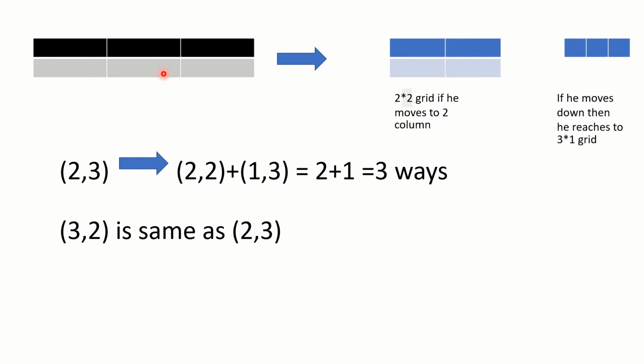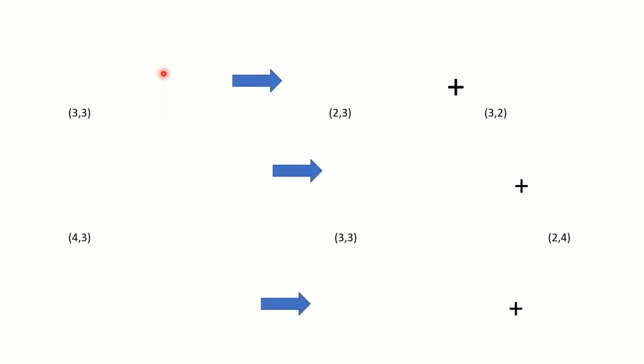So 2 comma 3 is the same as 3 comma 2. So only three ways are there to move from the starting block to the ending block.